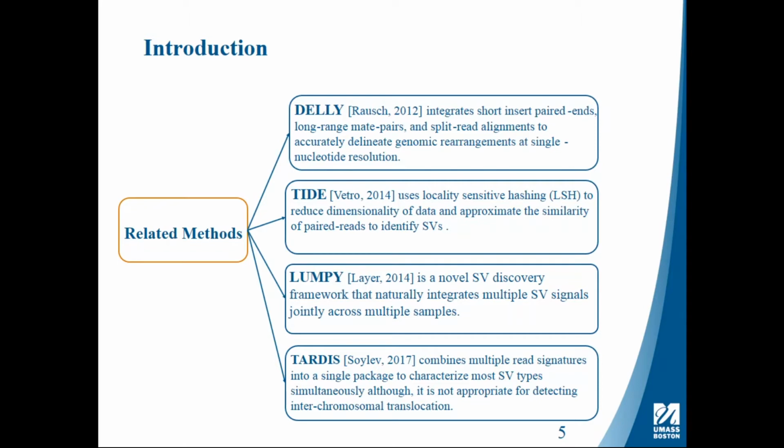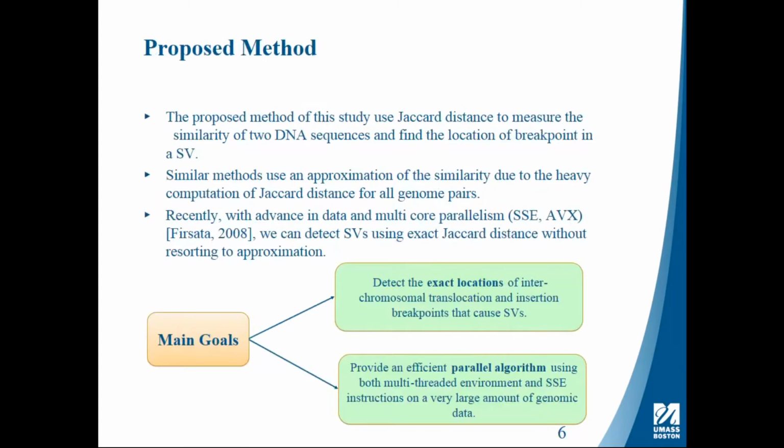Another method is TARDIS, introduced in 2017. This method combines multiple read signatures into a single package to characterize most SV types simultaneously, but it is not appropriate for detecting interchromosomal translocation, which is the goal we aim for in this research.